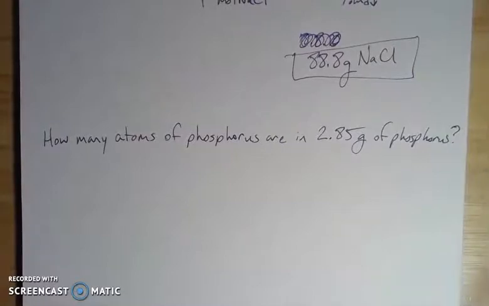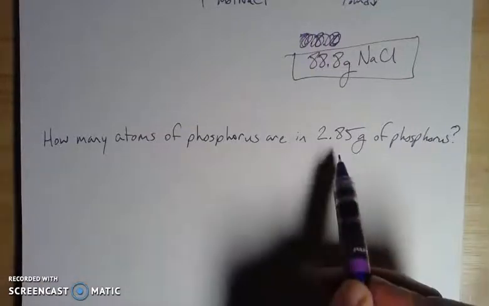So how many atoms of phosphorus are there in 2.85 grams of phosphorus? So I take my container of phosphorus, I measure out 2.85 grams on my balance, and I want to know how many atoms are in that sample. Well, how cool is that?